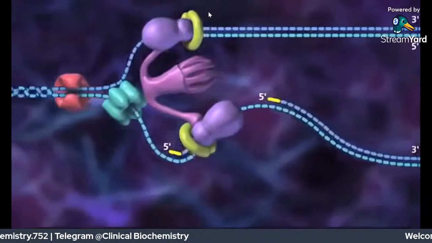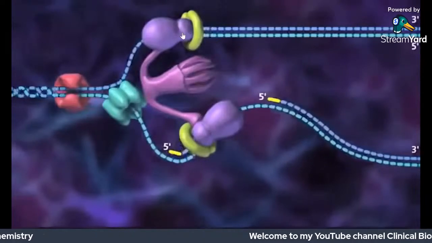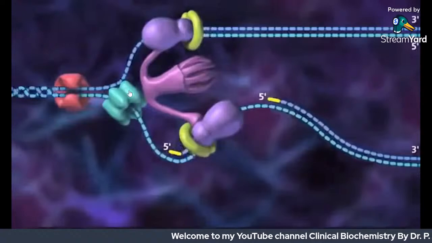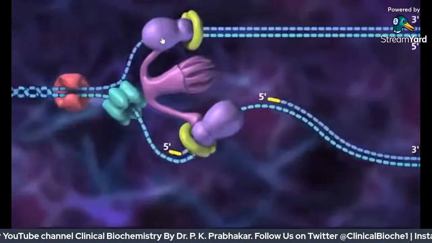So this is one replication fork we are talking about, only half of the Y shape structure, and this is one DNA polymerase. This is helicase, just now you have seen it. This is clamp loader, and here we have the clamp, and this is the core enzyme.